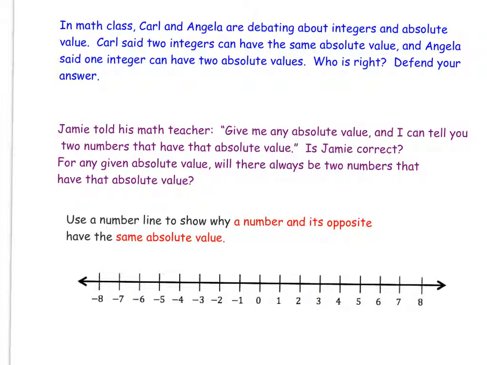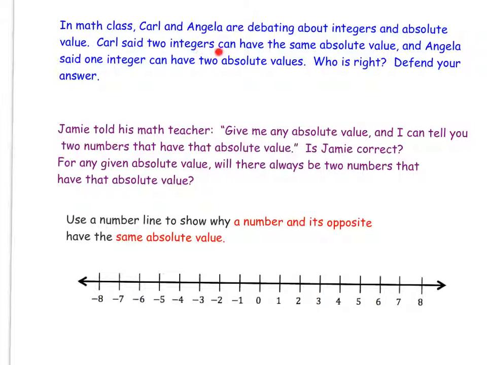Okay, so this one I like. It's going to take some thought. You've got to really think about what is being said here. You might have to read it a few times. Carl said 2 integers can have the same absolute value. But Angela said 1 integer can have 2 absolute values. Who is right? And defend your answer.